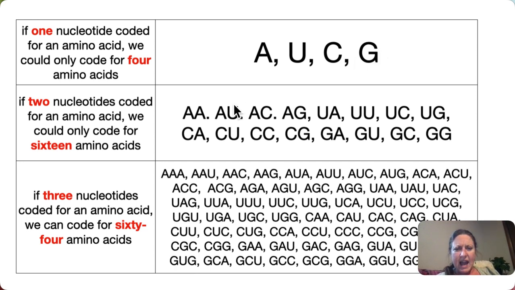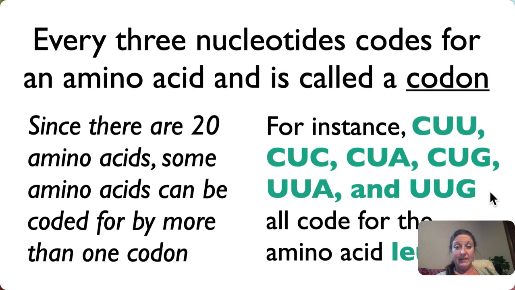All right, so what if we have AA and AU and AC and so on? Like 2 nucleotides gives us an amino acid. Well, that only gives us 16 combinations. So we're still 4 short of having enough for 20 amino acids. So if we look at 3 nucleotides and all those different combinations to see if that gives us 20, that actually gives us 64. So that is enough codes to cover all of the amino acids.